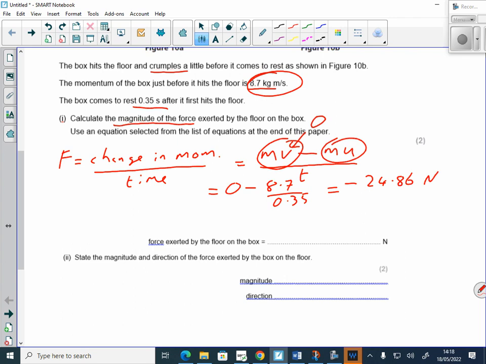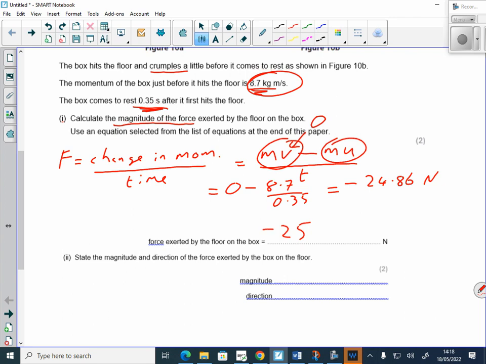You can say, can you have a minus force? Yeah, the minus shows the force is in the opposite direction to the movement. The box is falling down, the force is in the opposite direction. The force is pushing upwards, because it's stopping the box moving. So you could put in 24.86, or we can just put 25, because this is two significant figures, and that's two significant figures. So we can round it up just to 25 newtons. Yeah, but either would be fine. You can put the minus in, or you don't have to put the minus in, they're fine.